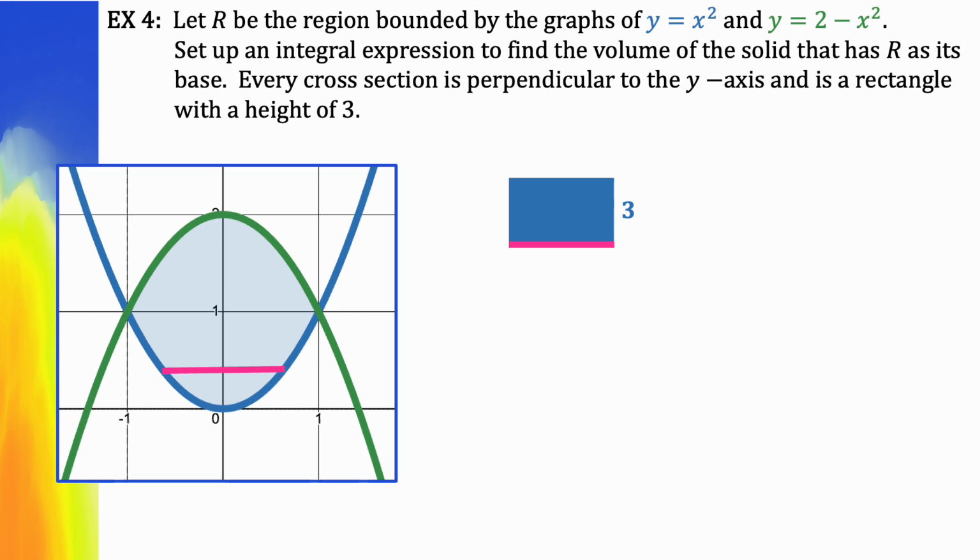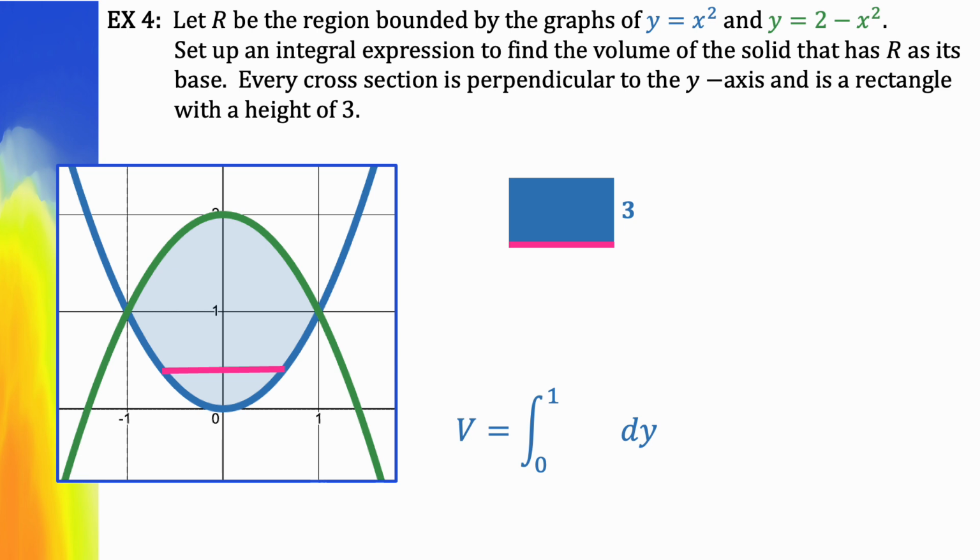All right, now notice for just a minute, this cross section here is only touching the y equals x squared function. And that holds true all the way up until it hits that line y equals 1. And then above the line y equals 1, it's only hitting the function 2 minus x squared. So we're actually going to need two integrals here. The first integral is going to be from y equals 0 to y equals 1. And that's just the blue function. So let's figure out the area of that.